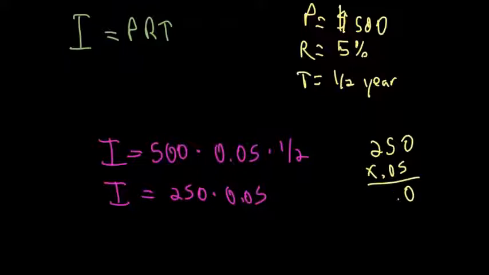So 250 times 5/100. That's going to be 25, not 52. 25, and then 10 plus 2 is 12. 2 digits behind the decimal in the problem, so 2 in my answer. So my interest would be $12.50.